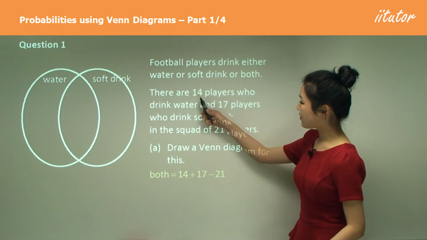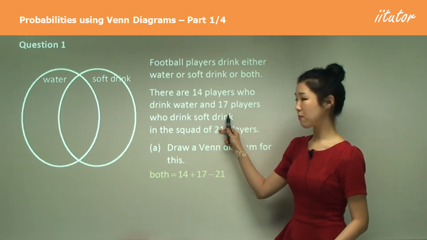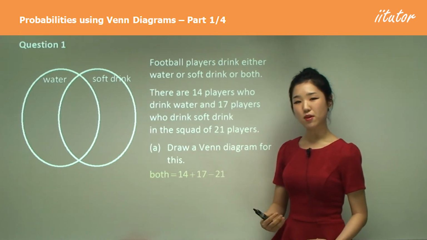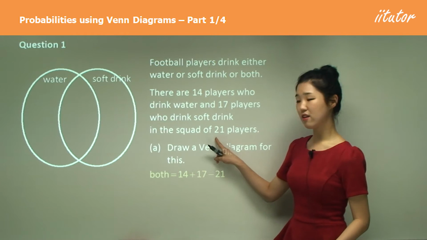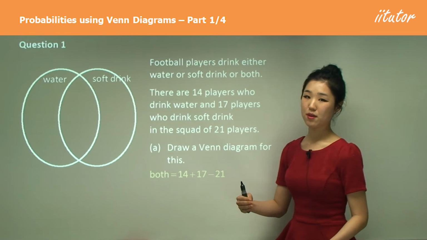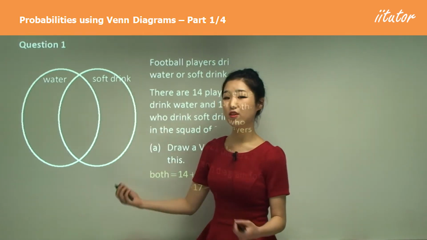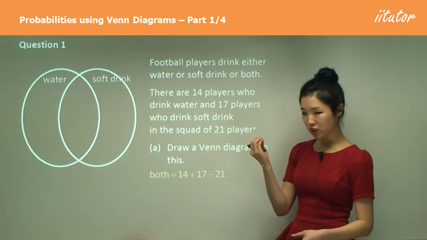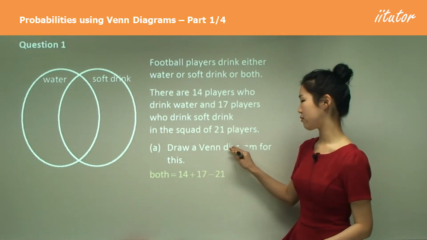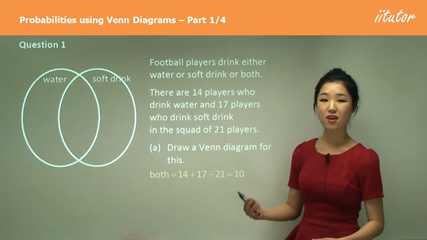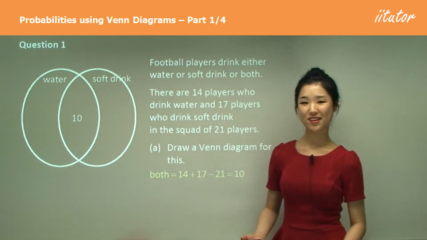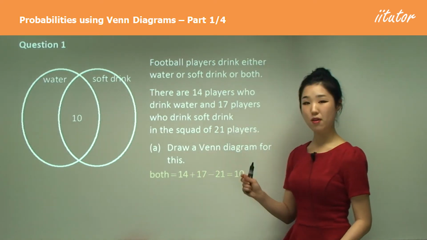What I did was add 14 and 17, because these are the people who drink water, and these are the people who drink soft drink, and if you add them, you'll probably realize that it's greater than 21. The reason for that is because they overlap, because the overlapping part is included twice. So to find that overlapping part, we add the 14 and 17 and subtract the total number of players, which will get you 10. So 10 people drink both water and soft drink. That's how you find the common part, the both.